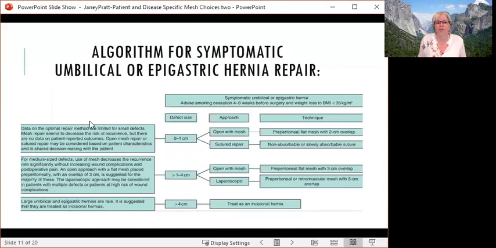This is the algorithm for repair of umbilical and epigastric hernias put out by the same guidelines. And I'm not going to go through these in detail, but I put it in the slide deck so that you can go back and refer to it or look for it when you want to.